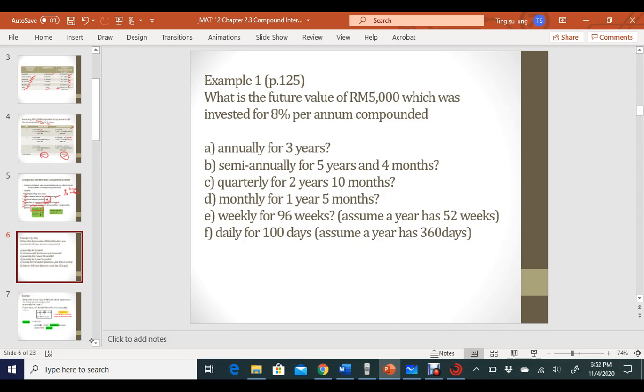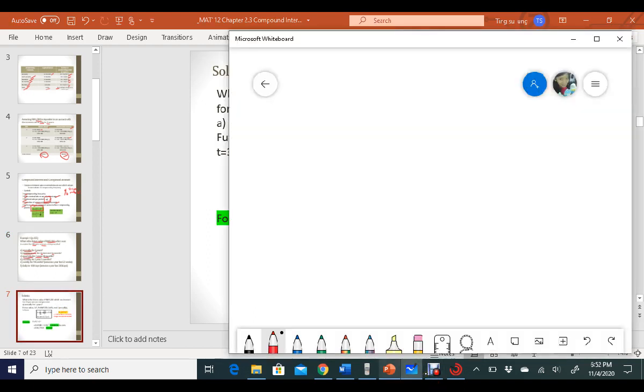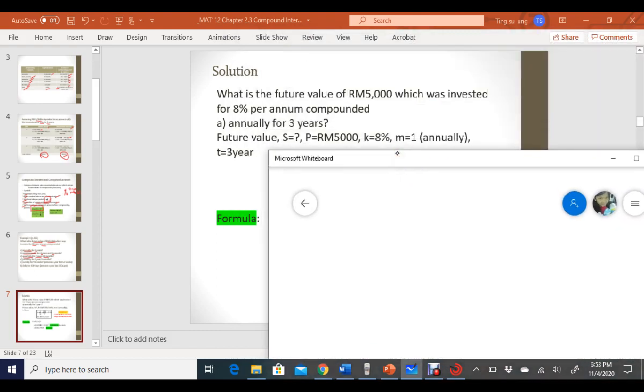Let us look into the first example. What will be the future value of 5,000 which was invested at 8% per annum compounded annually for 3 years, semi-annually for 5 years 4 months, quarterly for 2 years 10 months, and so on? Let us do it one by one. Before that, do have the basic practice. First of all, highlight the information you need. The question tells you that you want to find S, and the P value is already given, that is 5,000.